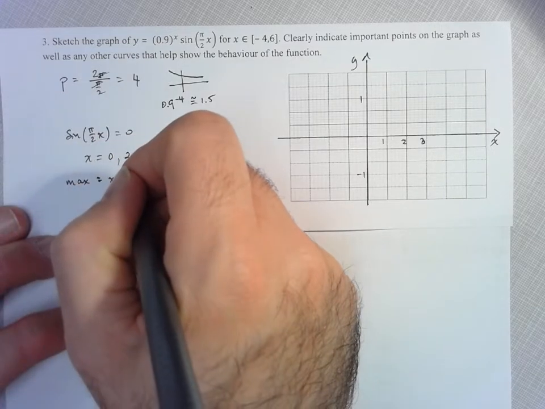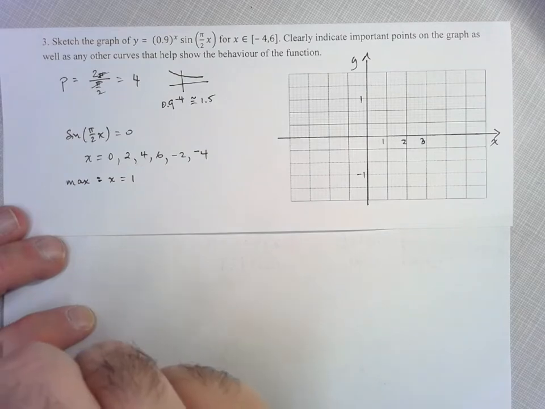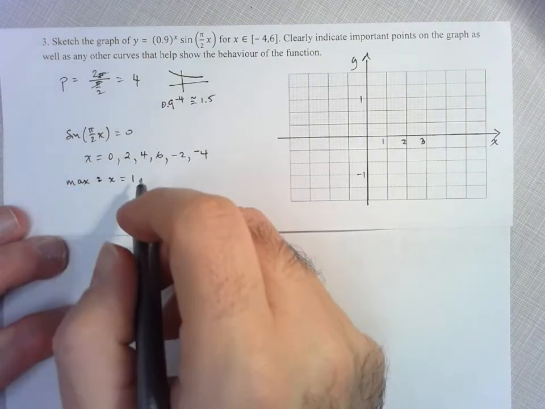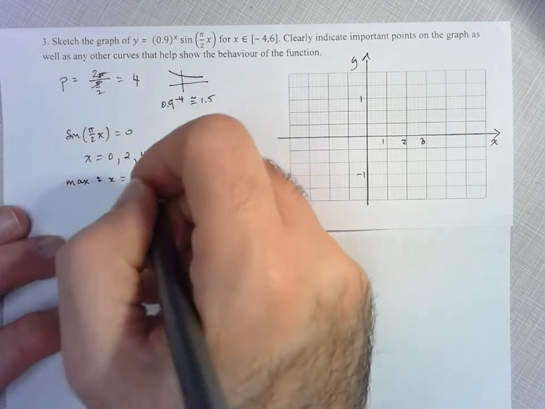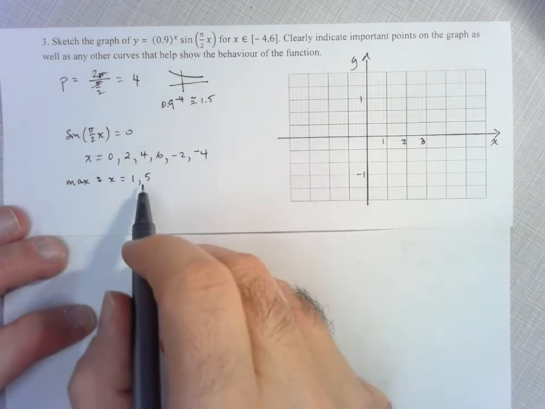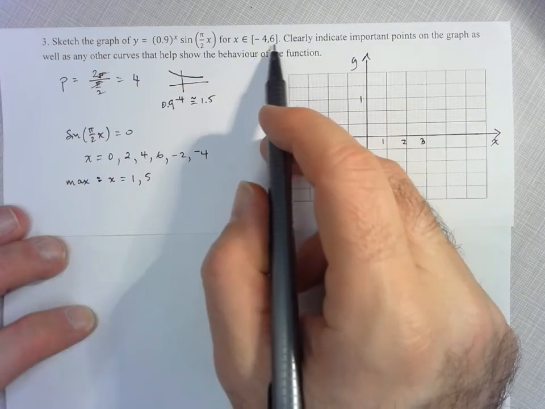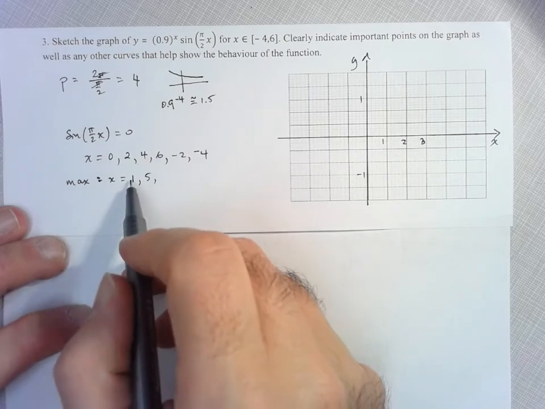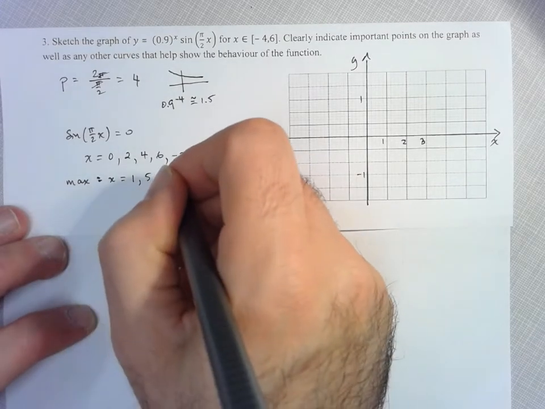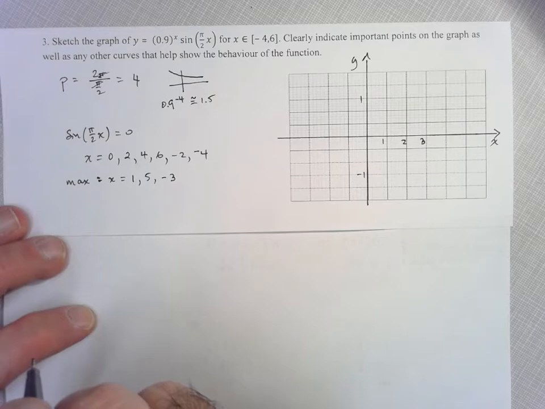So it's going to be at a max at x equals 1. Okay, the next time it's going to be at its max is going to be one whole cycle after that. So 1 plus 4 is 5. And that's as far as I need to go, because if I add another 4 units, I'll be past my domain. And in the negative, I'm going to do 1 minus 4, so at negative 3. And that's as far as I have to go.